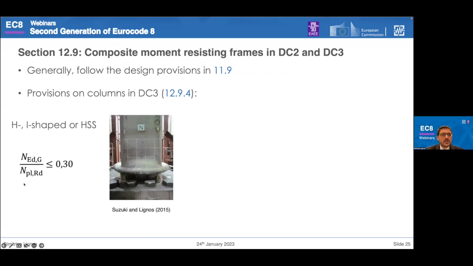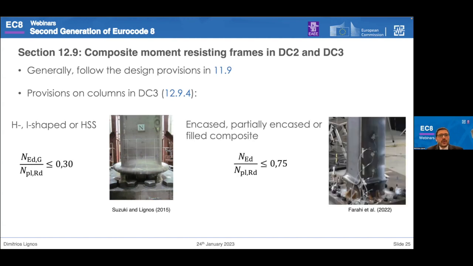So for HI shape or HSS columns, there have been limits now that have been incorporated on the gravity induced axial load ratio. This ratio should be limited to 30% to minimize column axial shortening that has been evident both in tests, but also in the field, if you follow some of the past earthquakes. And similarly, if you are looking into encased, partially encased or filled composite columns, because now you have the beneficial action of concrete, the corresponding axial load limit is actually 75% of the plastic resistance of the composite member as calculated according to Eurocode 4.